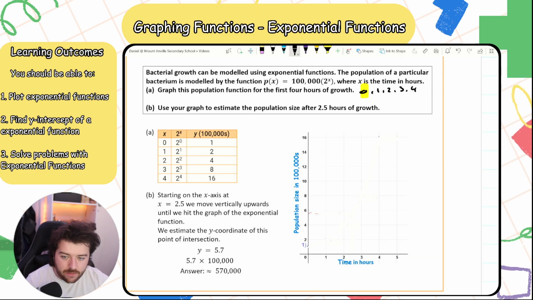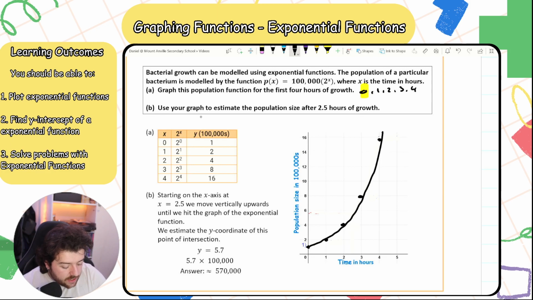Right, so let's plot these points out. We established I'm going up in 100,000 and this is population in 100,000. So my first point is 0, 1. There's my first point. Next point, 1, 2. Then 2, 4, 3, 8, and then 4, 16. There you go. There's my graph.